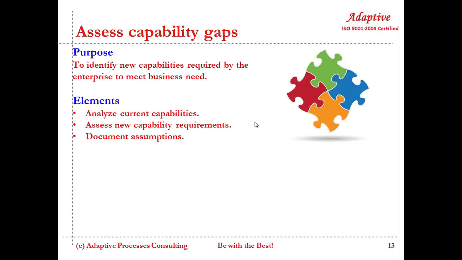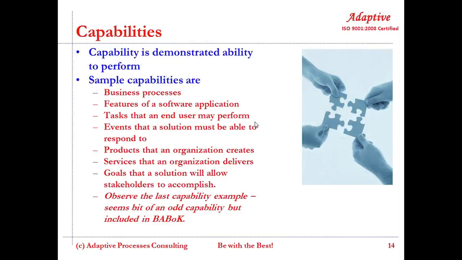Okay, analyze current capabilities, analyze new capability requirements, document assumptions. Assumptions and constraints, it's a major topic that we have to discuss. It is as good as writing your critical requirements, and sometimes even more than that. Assumptions and constraints play a very key role. So let's discuss that in the coming sessions.